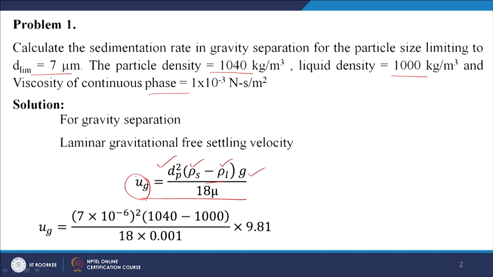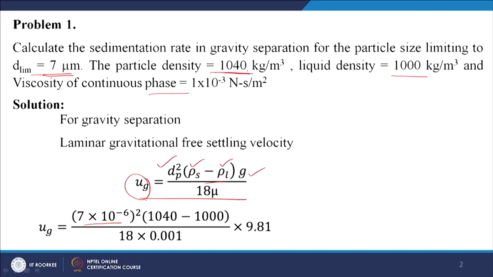Now, what is the value of dp? dp is given here, that is 7 micrometer, so we have to convert it into meter: 7 into 10 to the minus 6 meter. Then rho s is given as 1040 kg per meter cube, rho l is 1000 kg per meter cube, g we know is 9.81 meter per second square, and the mu value is given as 1 into 10 to the minus 3 Newton second per meter square.